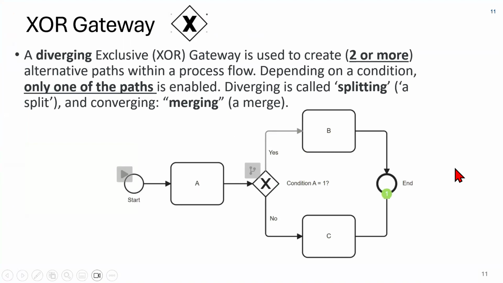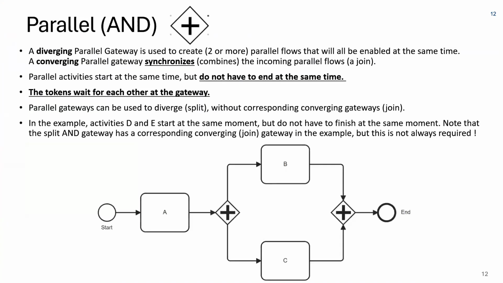So that's the XOR gateway. It basically creates only one token to only one path, but you can have multiple paths. The second one is the parallel AND gateway. It is used to create two or more parallel flows, and all the outgoing paths will be activated.